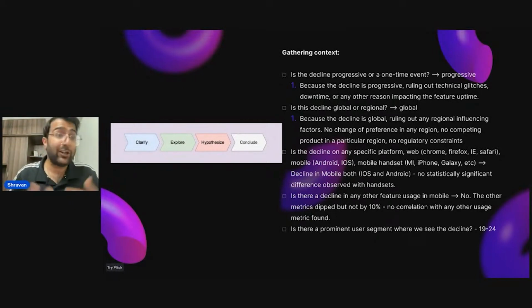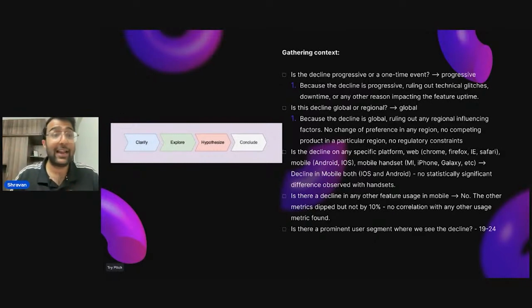Is there a decline on a specific platform, right? So then we essentially say, is it happening on web? Is it happening on mobile? Is it happening on everywhere? So the interviewer will tell you, no, it's actually happening on mobile, right? And it is across iOS and Android. So the person will tell you ki haan yaar, ye ho raha hai, right?